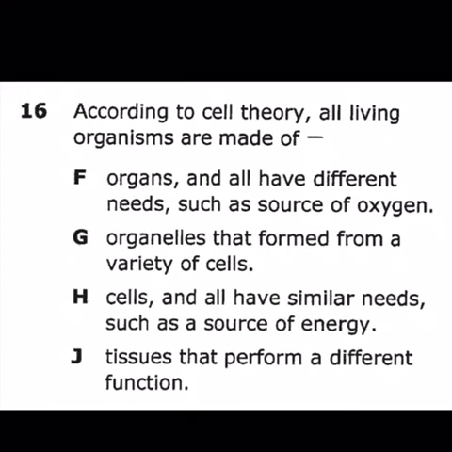Question 16. According to cell theory, all living organisms are made of F. Organs, and all have different needs, such as source of oxygen. G. Organelles that formed from a variety of cells. H. Cells, and all have similar needs, such as a source of energy. J. Tissues that perform a different function.